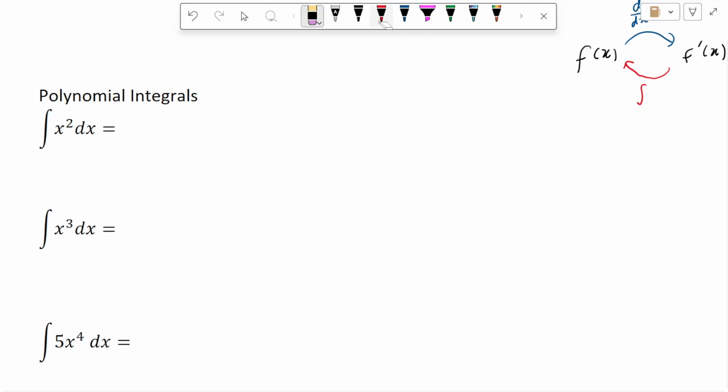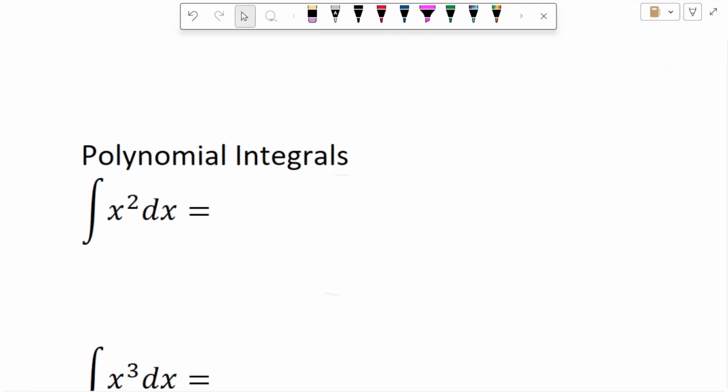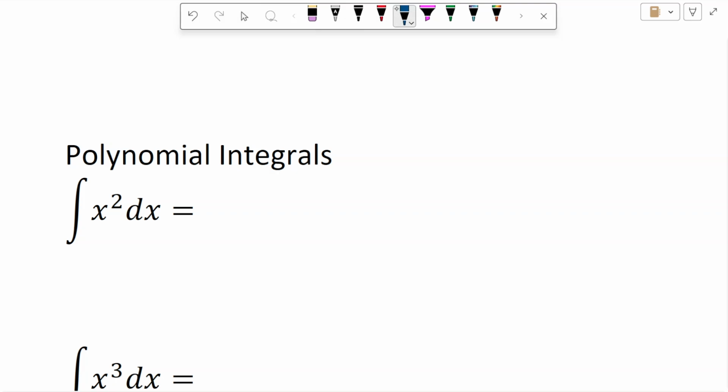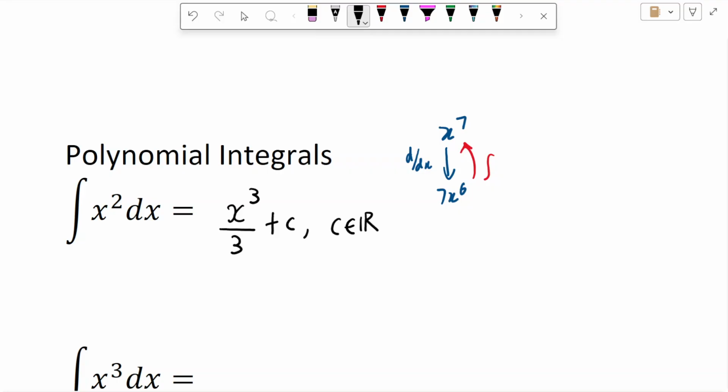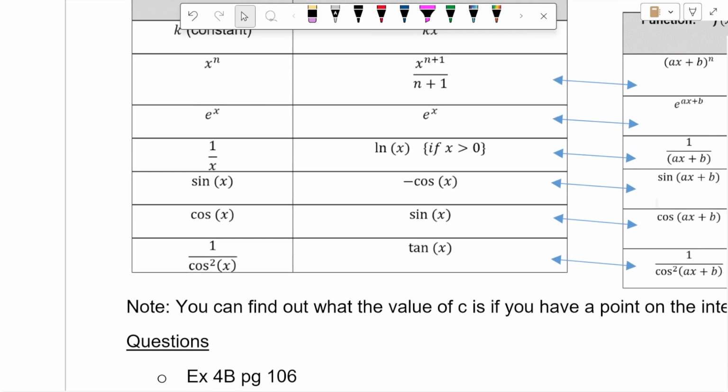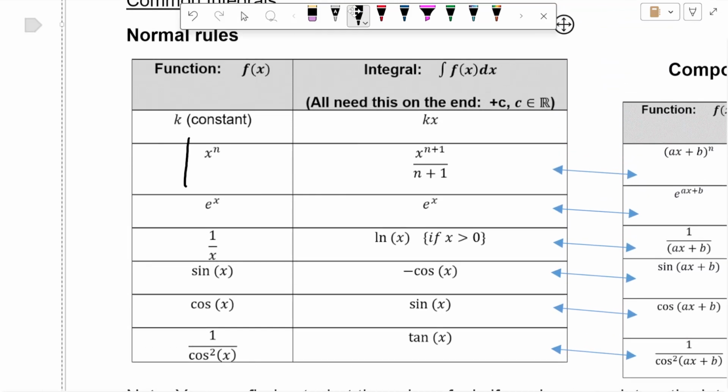Okay, let's do some examples. So we want to integrate x squared. So if we are familiar with something like x to the 7, and I differentiate that, I'm going to get 7x to the 6. By the way, if I integrate 7x to the 6, I get x to the 7. There's just a general rule for it. So you raise the power up by 1, and then you divide by that number. And that's going to be the very first rule, well, the second rule on our integral table there.